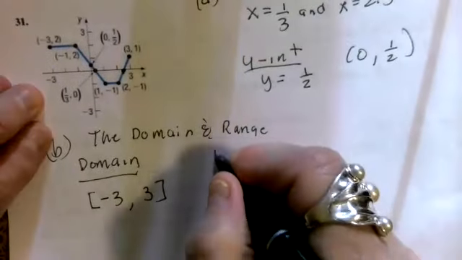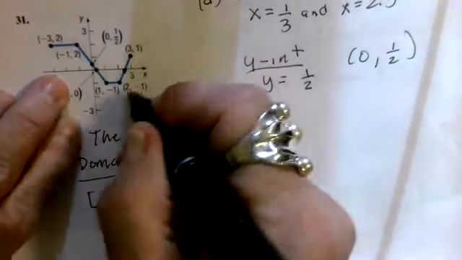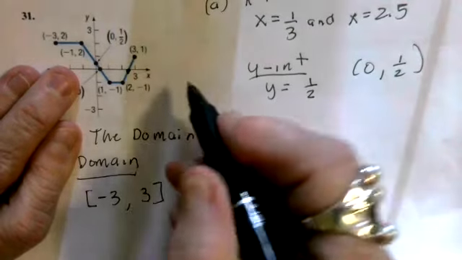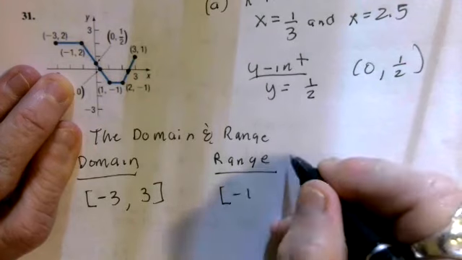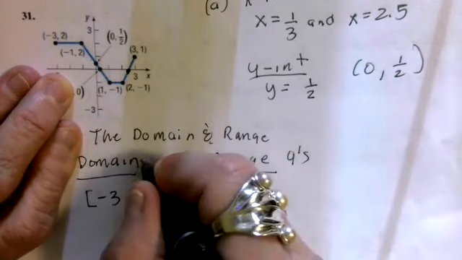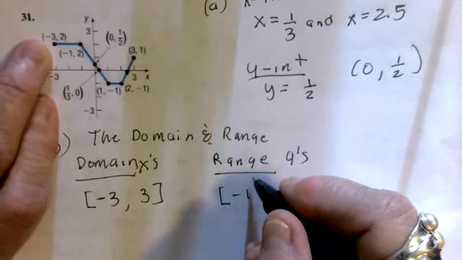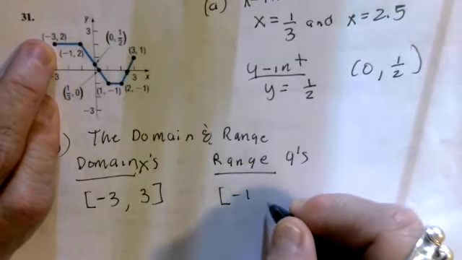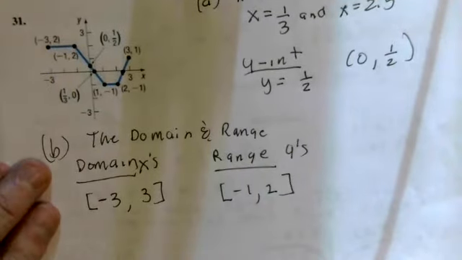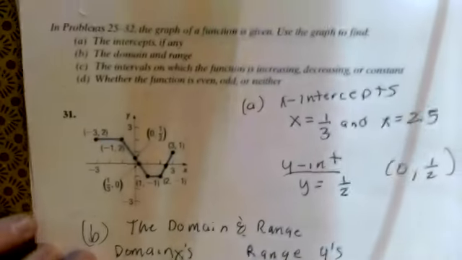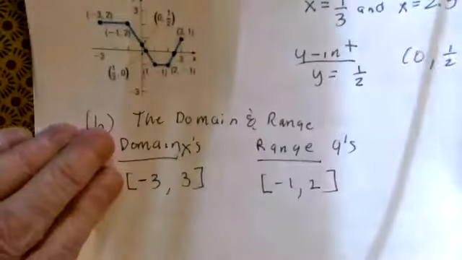Now, the range, how far down does it go? Well, the lowest it seems to go is -1, because now we're talking about y's. Here we were talking about x's. And then what's the highest it goes? Up to here, up to 2. So that's the range.